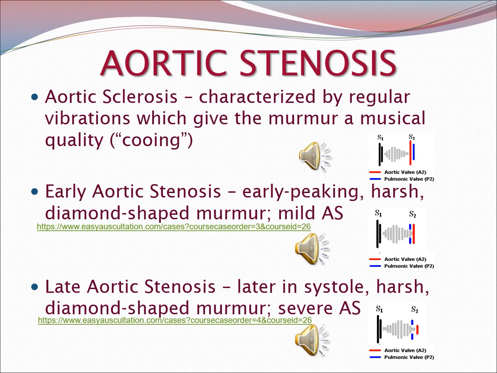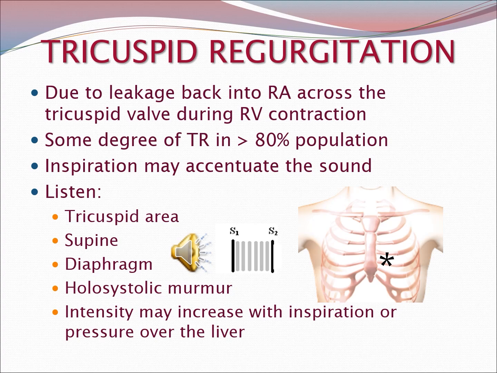Tricuspid regurgitation is due to leakage back into the right atrium across the tricuspid valve during right ventricular contraction. There is some degree of tricuspid regurgitation in over 80% of the population. Inspiration may accentuate the sound.